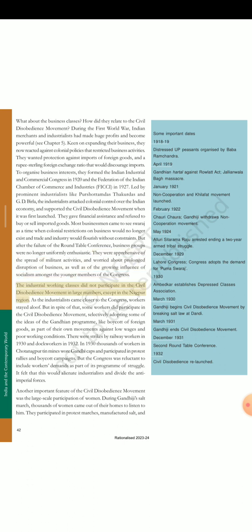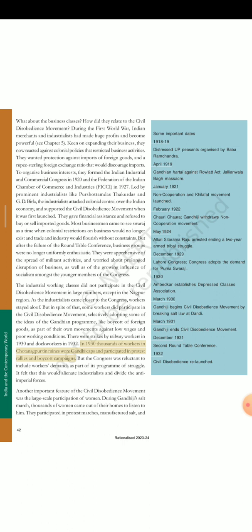The industrial working classes did not participate in the civil disobedience movement in large numbers, except in the Nagpur region. As the industrialists came closer to the Congress, workers stayed aloof. But in spite of that, some workers did participate in the civil disobedience movement, selectively adopting some of the ideas of the Gandhian program, like boycott of foreign goods, as part of their own movements against low wages and poor working conditions. There were strikes by railway workers in 1930 and dock workers in 1932.